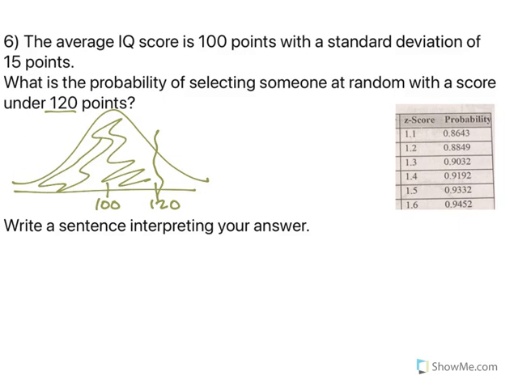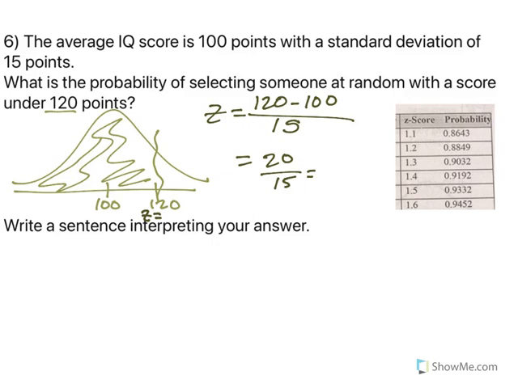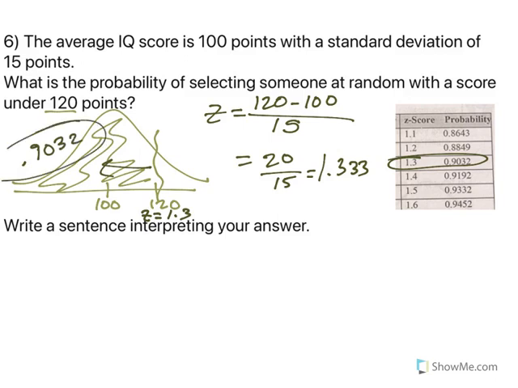Okay, great. But remember, we need a z-score in order to find the probability. So the z-score is the value minus the mean over the standard deviation. 120 minus 100 is 20. Divided by 15 gives me a z-score of 1.3333. Go to our table, and the closest is 1.3. So the area to the left is 0.9032. So there's our probability of someone having an IQ score less than 120.